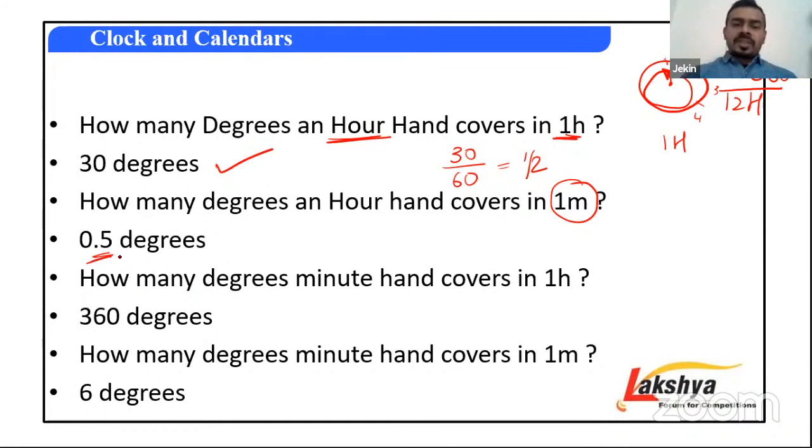Please remember all of these, guys. You cannot sit and calculate in the exam. You have to remember this. An hour hand covers 30 degrees in 1 hour, and an hour hand covers 0.5 degrees, or half a degree, in 1 minute.